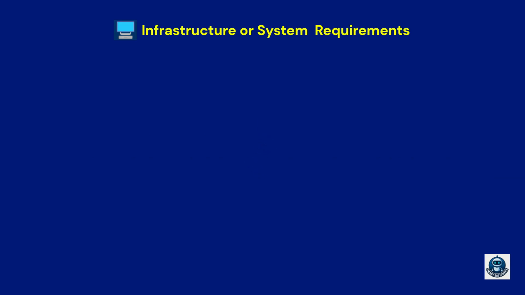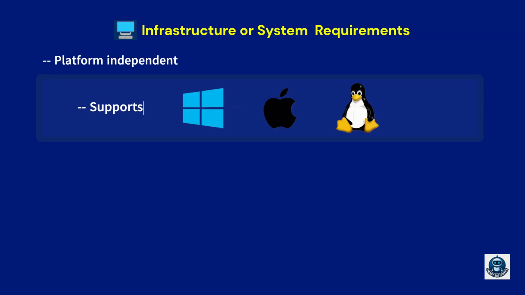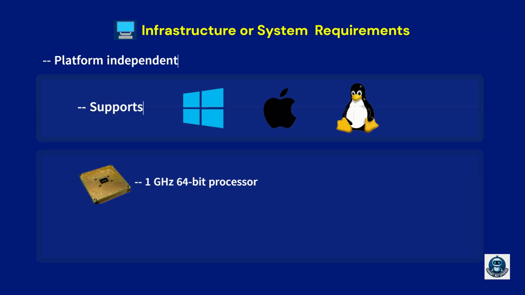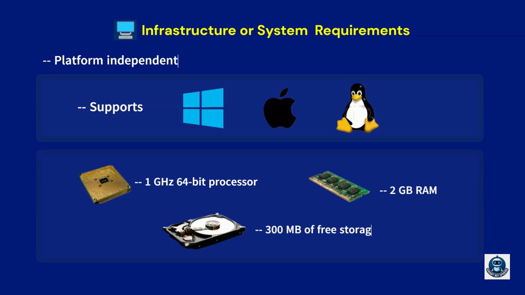Let's begin with infrastructure. Python is a platform-independent language. That means it supports Windows, macOS, and Linux. For smooth performance, go with a 64-bit processor, 2 GB RAM minimum, and at least 300 megabytes of free space.